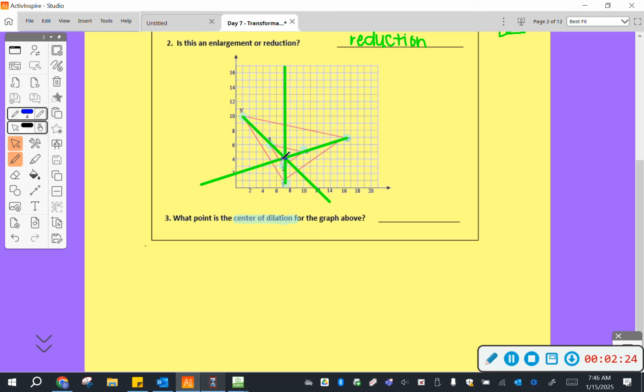By the way, I'm going to say this a couple times: this question will be multiple choice on your test. I know sometimes y'all's pencils are thicker and it doesn't cross perfectly. Choose the answer that is closest. So I got, in between 6 and 8 is 7. And then what's that right there? 4. So I got (7, 4) as my center of dilation, where they all cross.